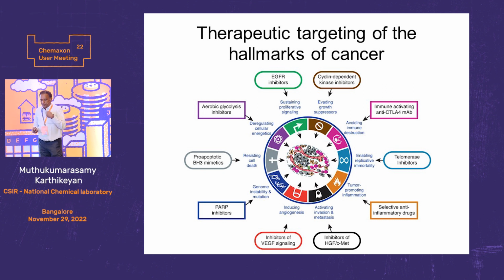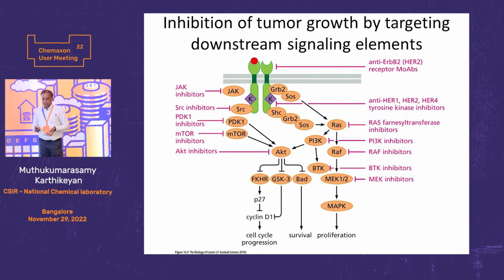Okay, so I don't want to go into the details. Basically we are trying to identify anti-cancer agents, understanding how these inhibitors work with respect to specific types of cancers. Then there are targets, there is a pathway. Our job is to find the inhibitors, right?